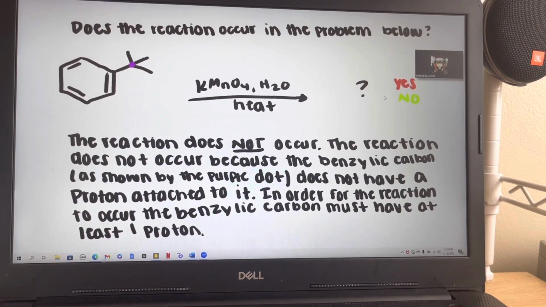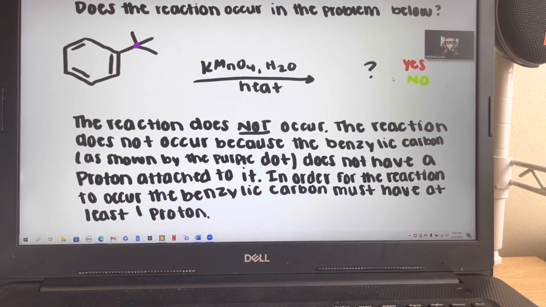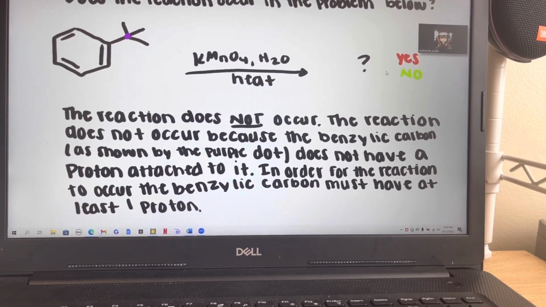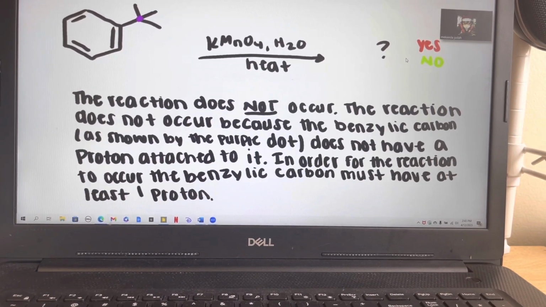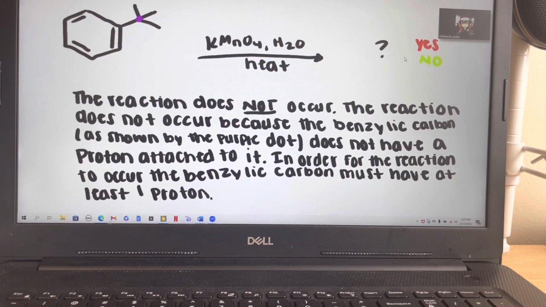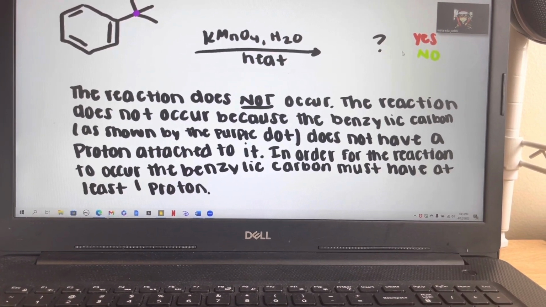Does the reaction occur in the problem below? For this problem, the reaction does not occur. The reaction does not occur because, as we see at the benzylic carbon, it does not have an H or a proton attached to it because it is connected to 4 other carbon groups, and there's no room for the hydrogen to be placed.